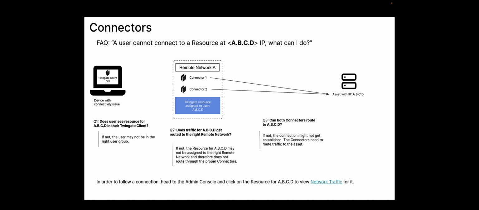And the third thing you should check is that if you have two connectors in a single remote network, both connectors need to be able to route traffic, not just one. Because remember that due to high availability, if you have two connectors in a remote network, about half of your clients are going to connect through connector 1 first, and then connector 2 if connector 1 is down. But you have the other half that's going to connect through connector 2 first, and then connector 1 if connector 2 is down. So it's always a good idea to make sure that routing works from the perspective of both connectors.